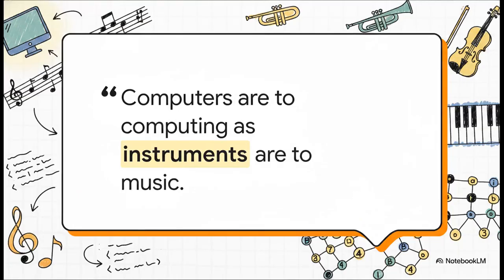The visionary Alan Kay famously said that computers are to computing as instruments are to music, and software is the score. I just love that analogy. Today, we're basically learning how to play two entirely new instruments in our Python orchestra. Getting this right is what allows us to write much more elegant, powerful software.